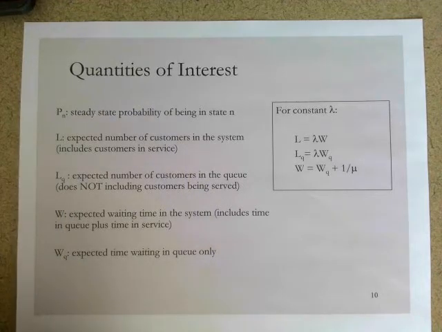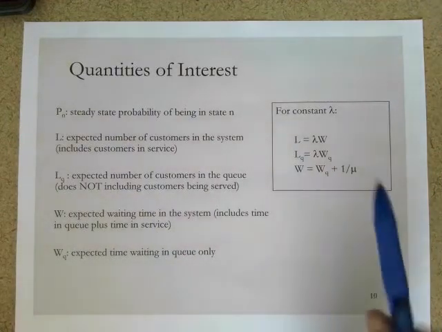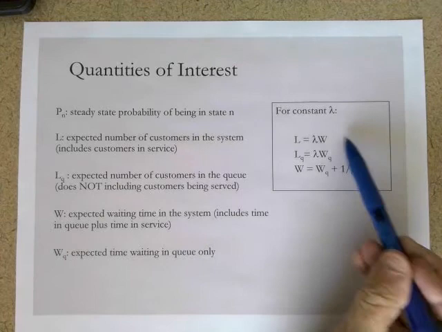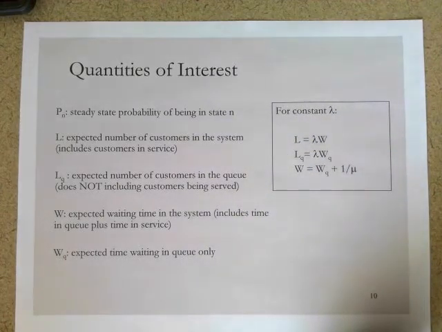That's the expected number of customers in the system. LQ is going to be the expected number of customers in the queue, but it doesn't include the customers being served or who are in service at the moment. W is going to be the expected waiting time in the entire system, so it includes the time in the queue and your time in service. And WQ is the expected time that you'll be spending in the queue only. And for a constant rate lambda, we have these universal equations that always hold.